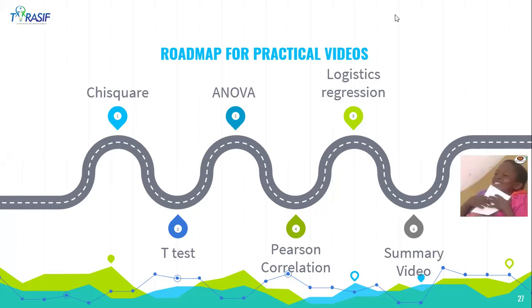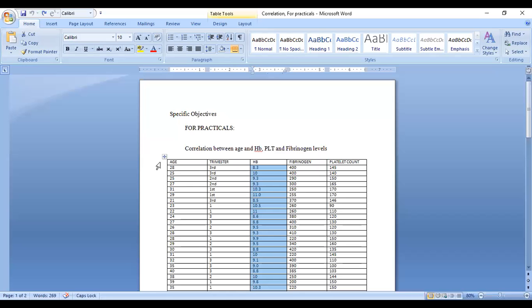So this is the student objective: to correlate age and HB level, fibrinogen and platelet count. You can see that age is what? A continuous data. Let's use age and HB. HB is also a continuous data. So you have two continuous data. The student wants to know if age can influence HB level.